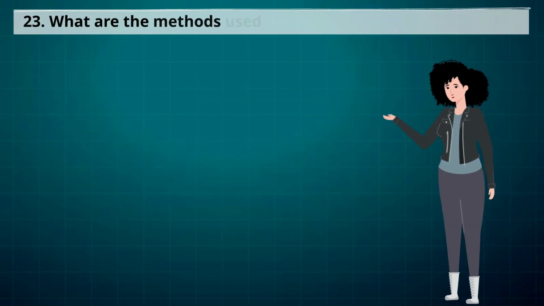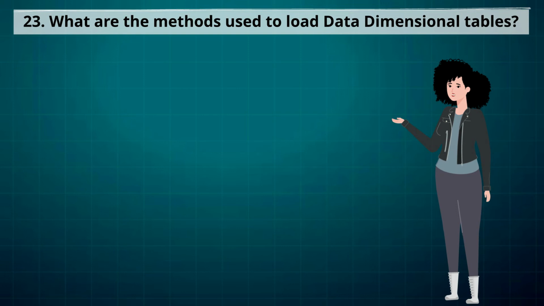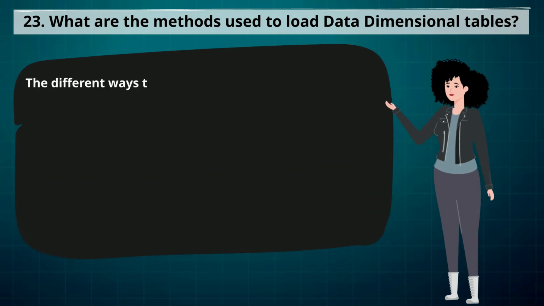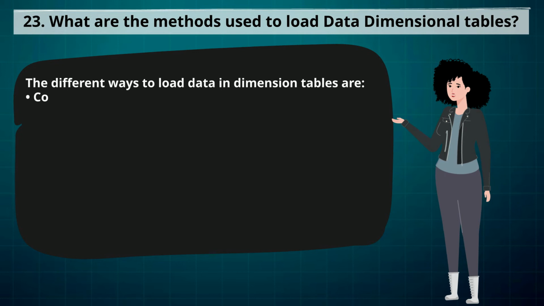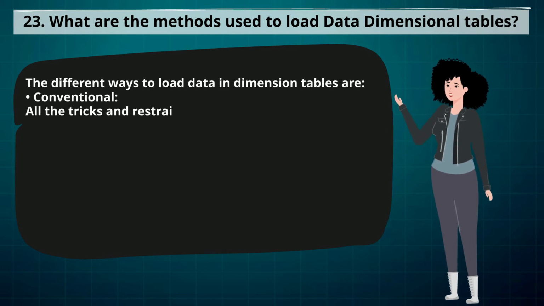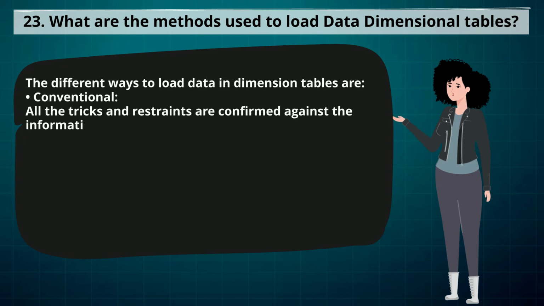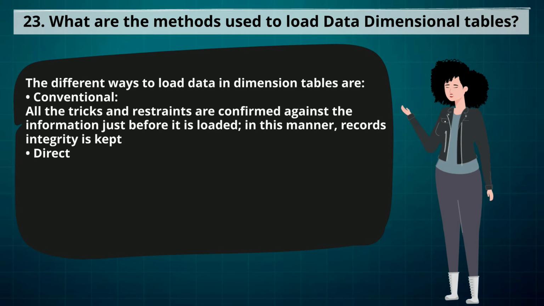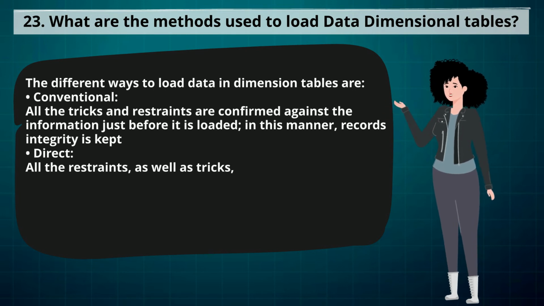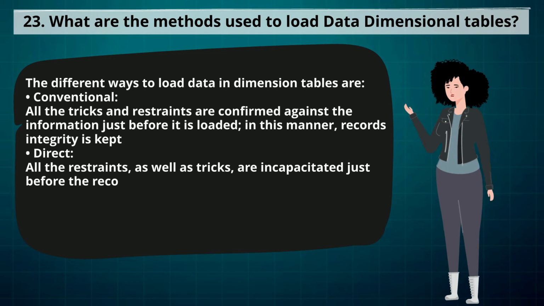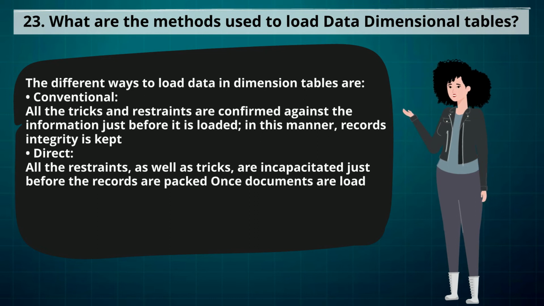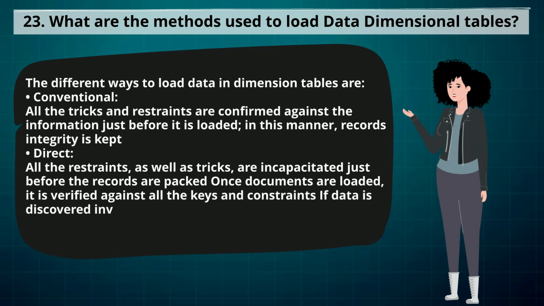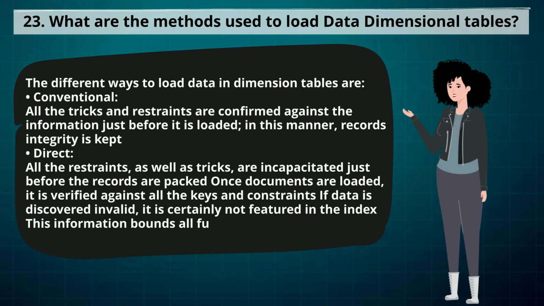23. What are the methods used to load data into dimension tables? The different ways to load data in dimension tables are: conventional. All the keys and constraints are validated against the data just before it is loaded. In this manner, the record's integrity is kept. Direct. All the constraints, as well as keys, are disabled before the records are loaded. Once records are loaded, they are verified against all the keys and constraints. If data is found invalid, it is not included in the index. This information bounds all future processes.